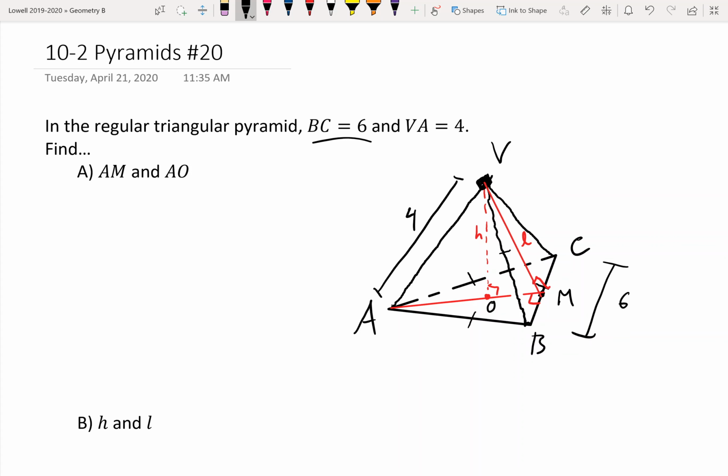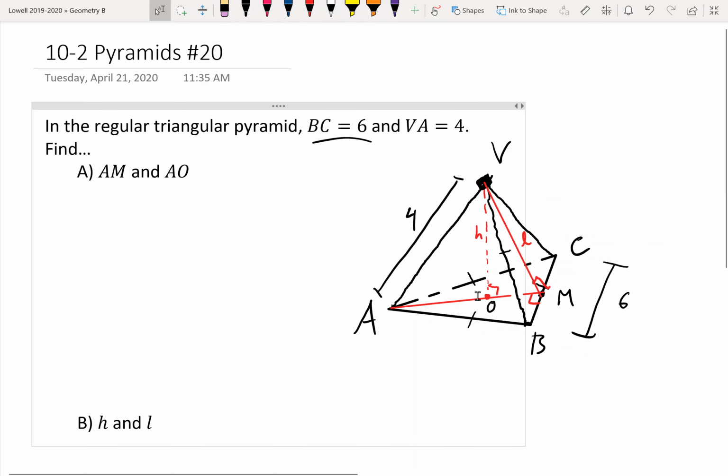And this is a two-part problem. I guess really it's a four-part problem. We want to find the length AM and AO, and then we want to find H and L. So let's first figure out what these things are. So AM is this red length shown right here.